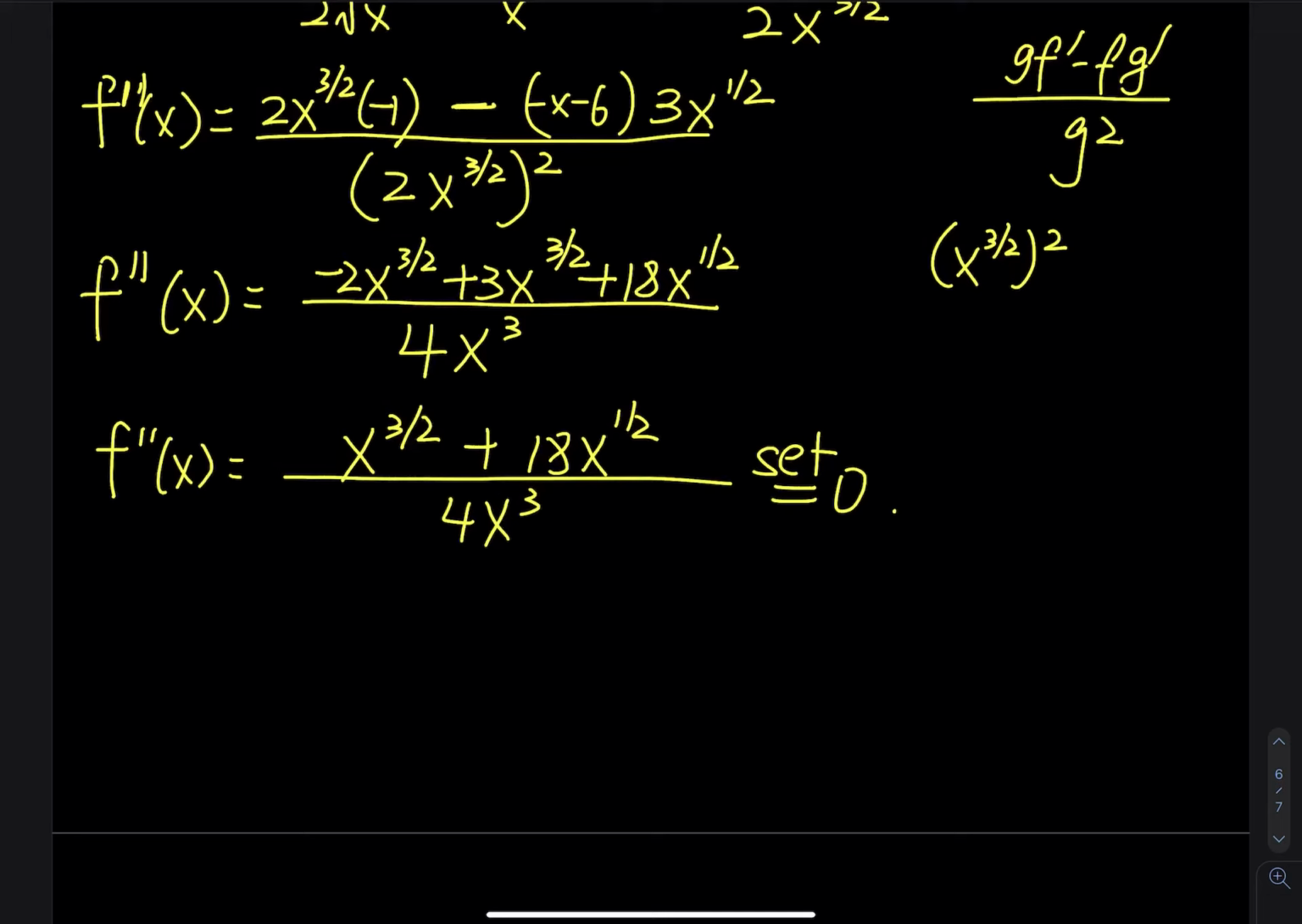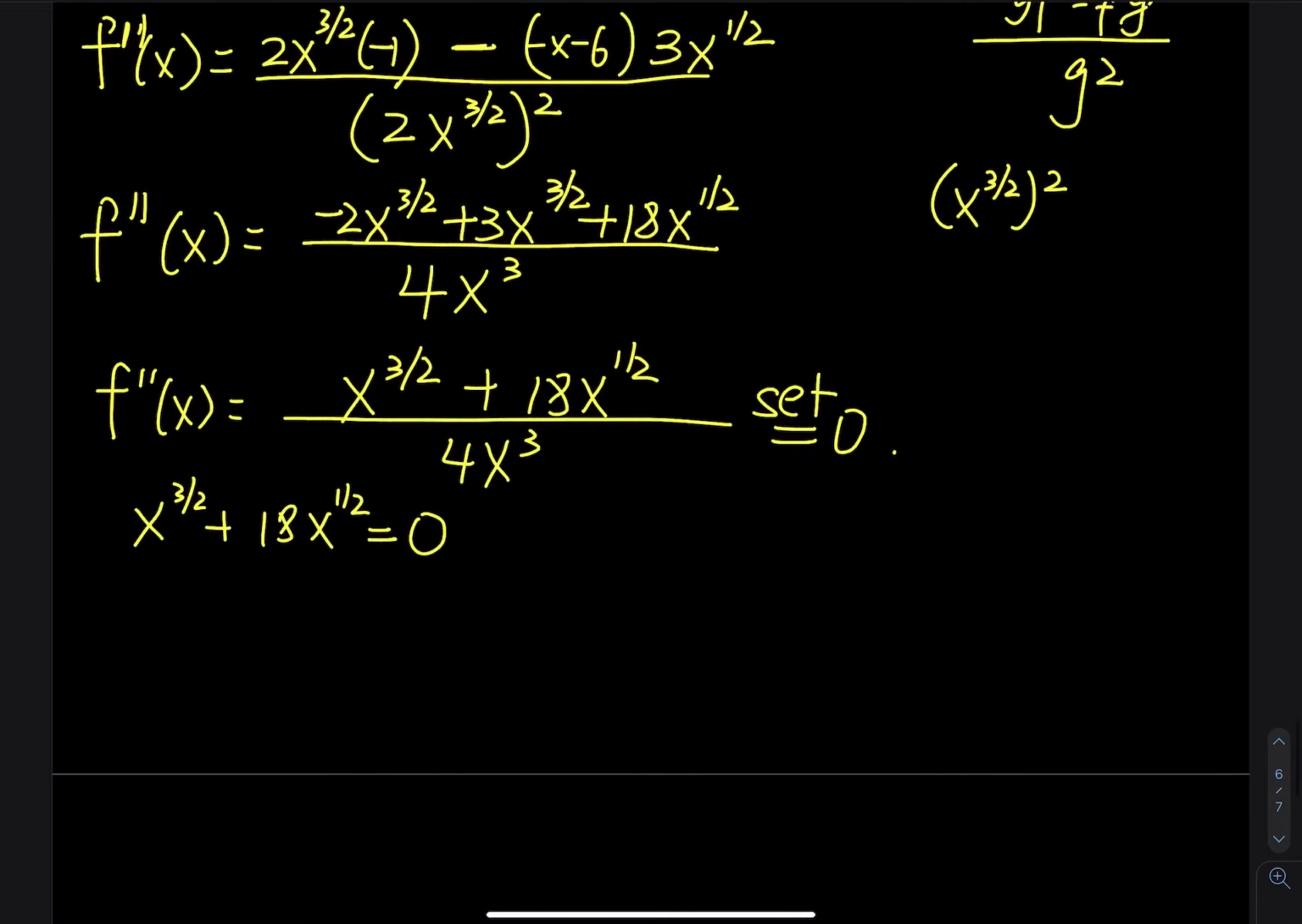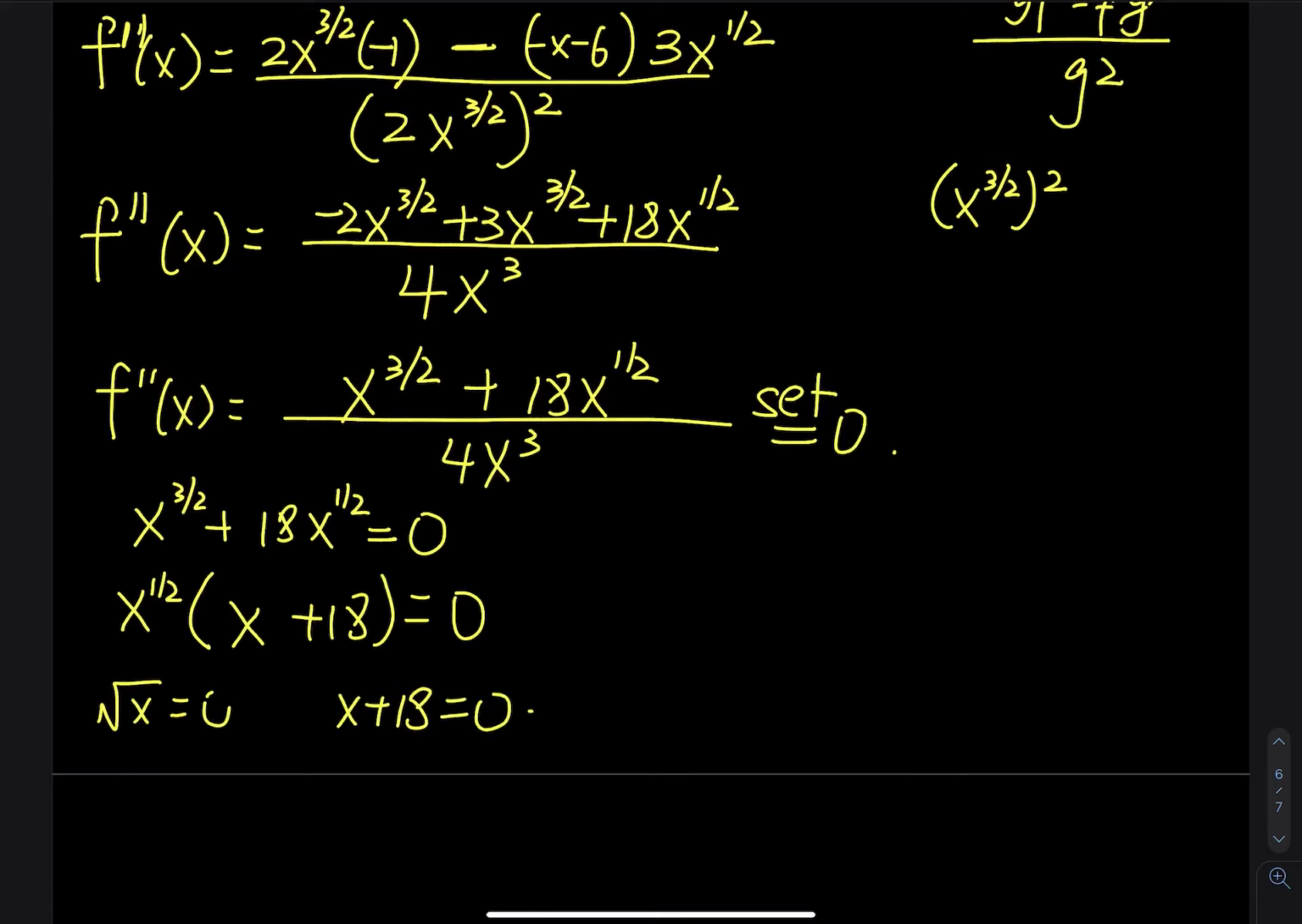So when you have a top divided by a bottom equal to 0, first, the top has to be equal to 0. Plus 18x to the 1/2, that must be equal to 0. You have to solve for this. Let's do that. I will factor the 1/2 out, and then this will be x, and then plus 18 equals 0. So overall, you have the square root of x equals 0 and x plus 18 equals 0. So what do you have? The square root of x equals 0. The second one is x equals negative 18.